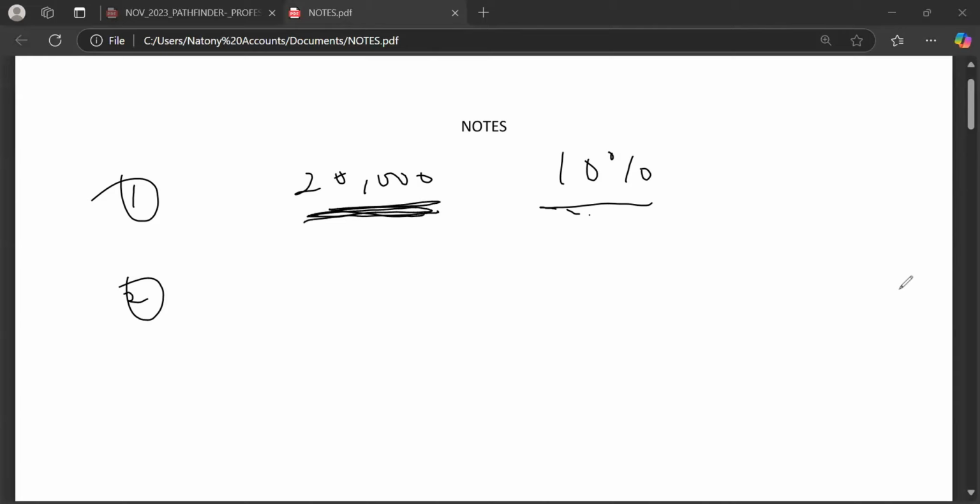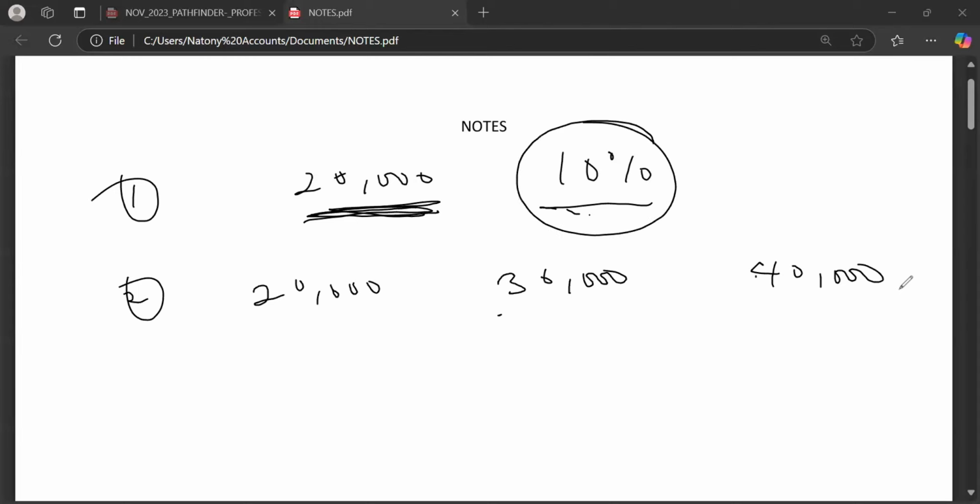This one is even. So year one, you have 20,000. Year two, you have 30,000. Year three, you have 40,000. How do you inflate these cash flows to reflect this growth rate of what? 10%. So what do I need to do? For year one, I will say 10% is 1.1 if I want to inflate, raised to power what? 1.